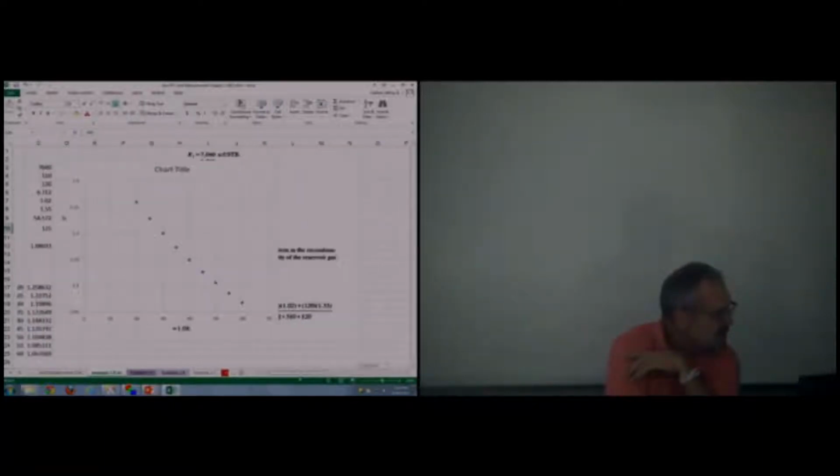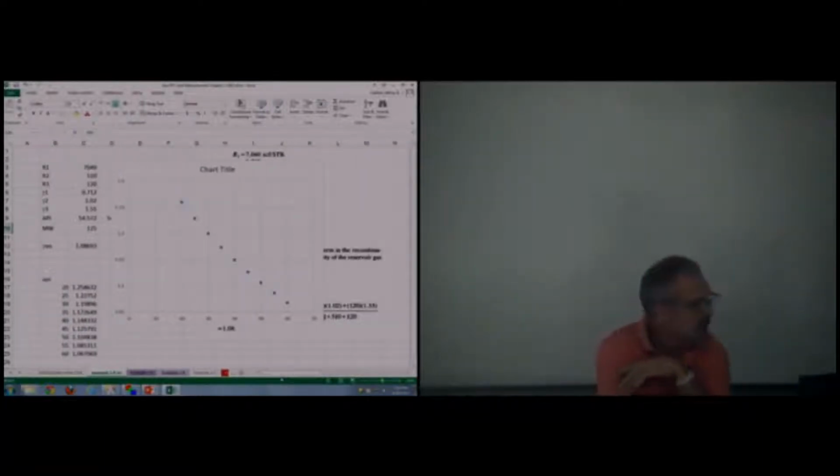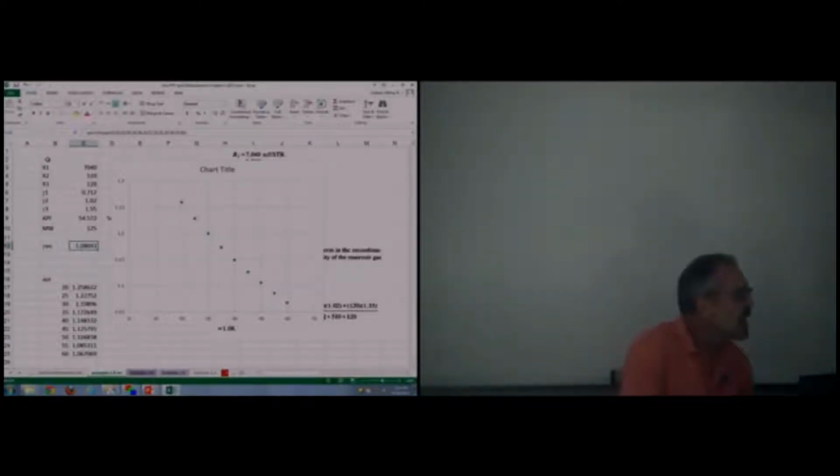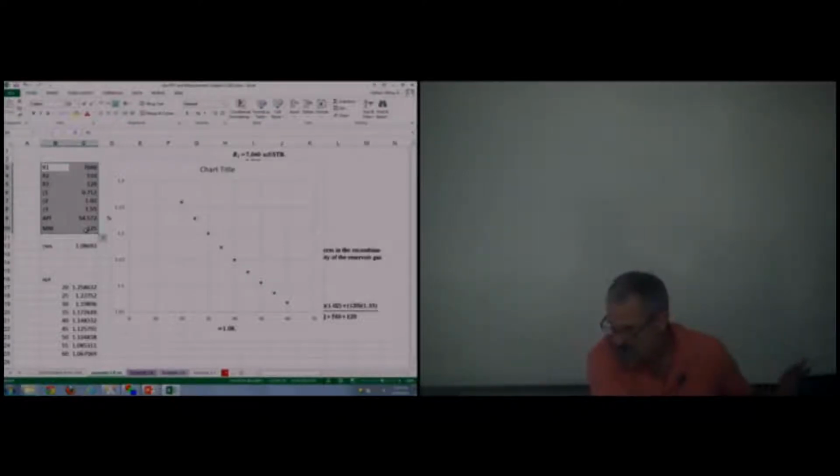Remember, this is actually the same fluid, right? And with this calculation, I got this number. Okay? So I could give you all this information, just like you were given in this example. I could give you all that information and ask you what the separator pressure is. Here's how.